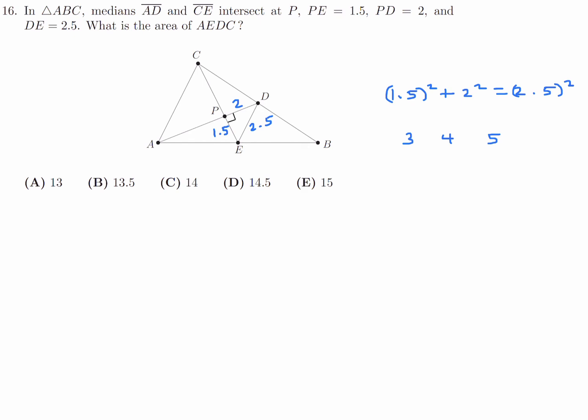Now, they told me that these are medians. This one right here, AD, and this guy, CE. And there's a property that if you draw those two medians and they meet, like they do here, this P is known as a centroid. So just type that in, centroid, this guy right here. And the centroid has a property that it divides each median in a 2-to-1 ratio.